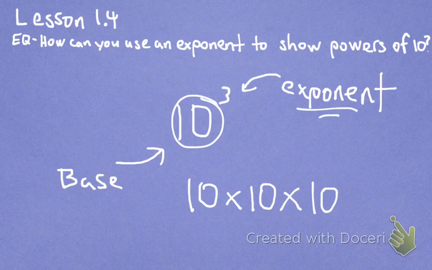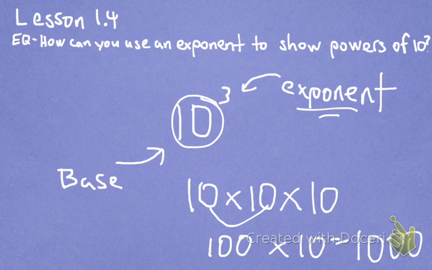If we were trying to solve the third power of 10, we would multiply 10 times 10, which equals 100, and then we multiply by the last 10, and the value of this expression would be 1,000.